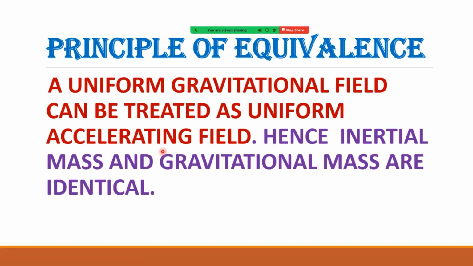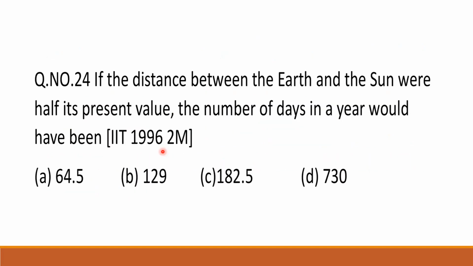Let us now solve problems based on Kepler's laws. Let's see the first one. If the distance between the Earth and the Sun were half its present value, the number of days in a year would have been. They asked this in 1996 for 2 marks. So he's asking regarding the number of days in a year, right, when the distance becomes half of the present distance.